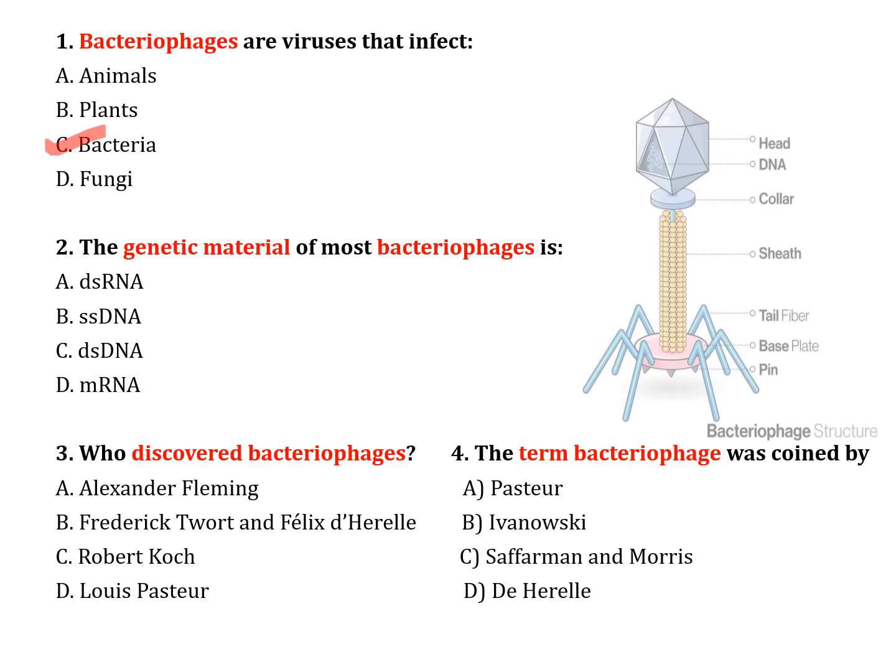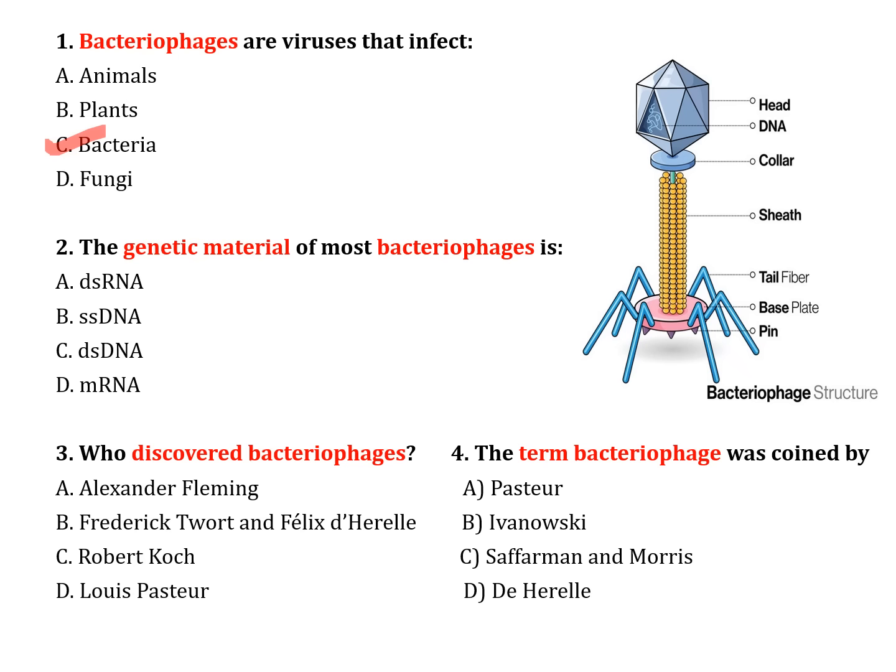The next question number 2. The genetic material of most bacteriophages is option A double stranded RNA, option B single stranded DNA, option C double stranded DNA, option D mRNA. The correct answer is option C double stranded DNA.